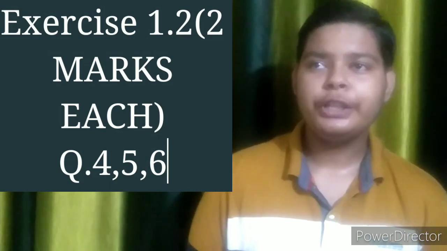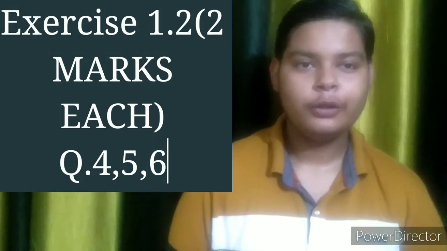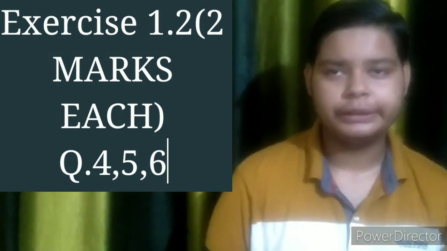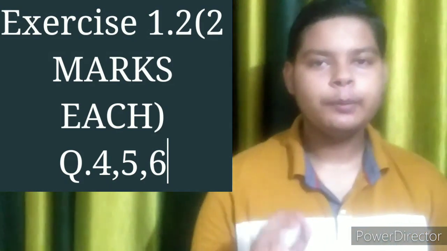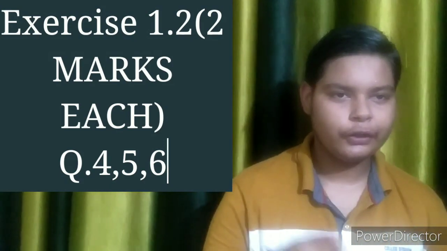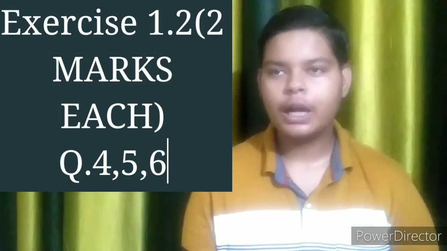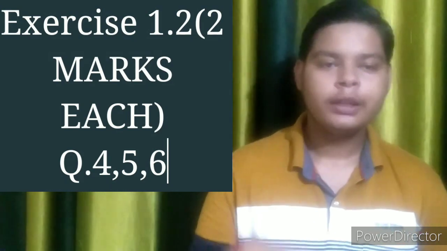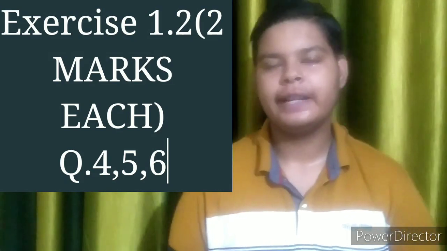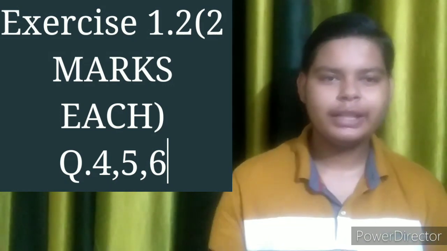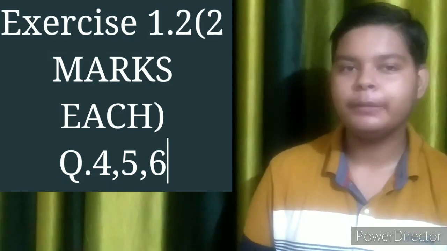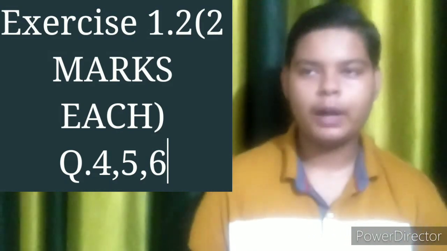In exercise 1.2, there is a formula given to you: LCM into HCF is equal to the product of the two numbers. That is a very important formula. You might get a 1 mark MCQ from this formula, or a 2 mark question, which is question number 4, in which the HCF and the two numbers are given and you have to find the LCM. By using this formula, you can easily find the LCM. Question number 5 and question number 6 are also important for 2 marks, so be prepared for them.